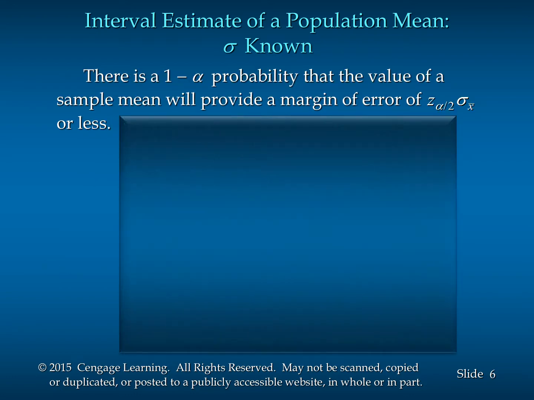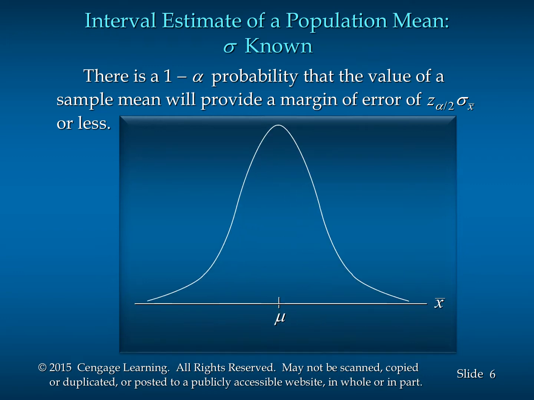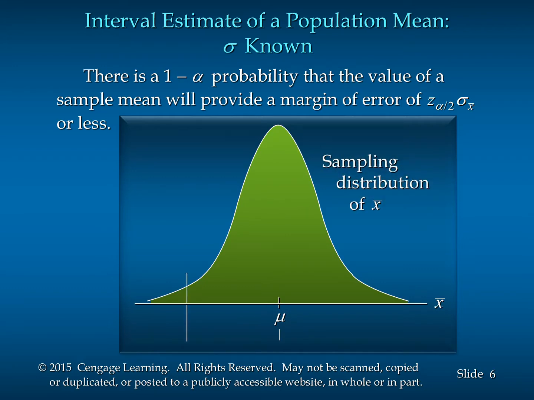Looking at this diagram, we introduce a new value alpha, which we'll call the level of significance. If we put alpha over 2 as the area or probability at either tail of the normal distribution, we can state that 1 minus alpha is the area between those two limits. We will call this 1 minus alpha the confidence level.